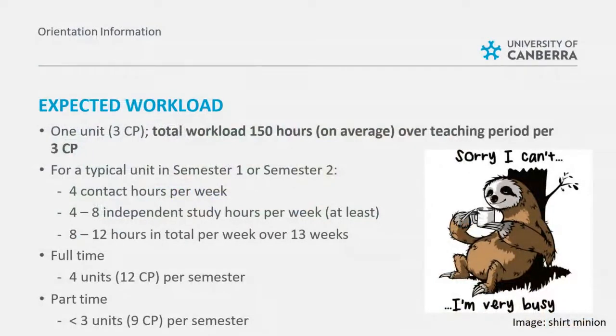In terms of your expected workload, I mentioned that 1 unit is 3 credit points. Each 3 credit point unit has a total workload of about 150 hours per semester. So for a typical unit, say Biological Concepts in your first semester, you will be expected to do about 150 hours of work. That includes contact hours, so around 4 contact hours per week, with about 4 to 8 independent study hours on top of that.